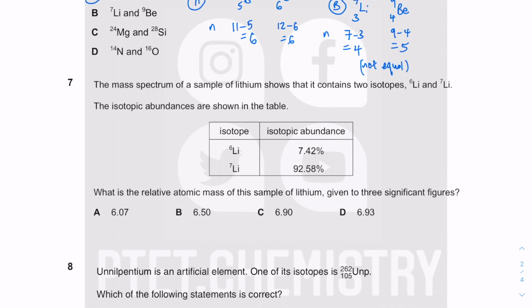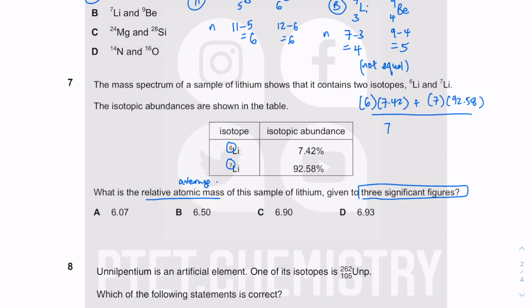Number 7, you have a mass spectrum kind of question. You need to work out the relative atomic mass, which is to do with the average mass again. You need to give 3 significant figures. So this is a little bit of your maths, talking about significant figures. Isotope 6 versus isotope 7. So 6 times 7.42 plus 7 times 92.58. Here I do have percentages, and the percentages actually add up to 100%.